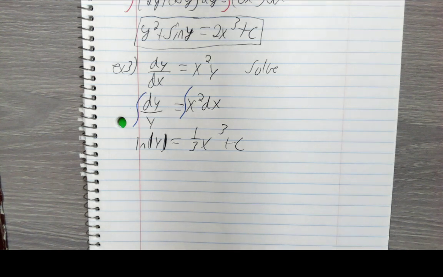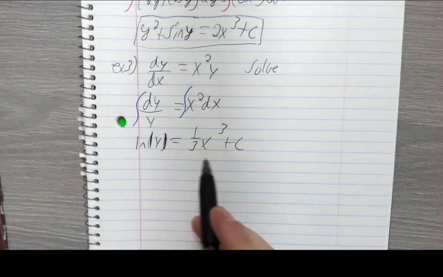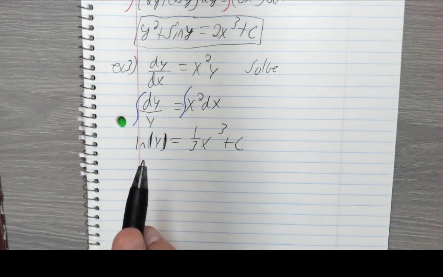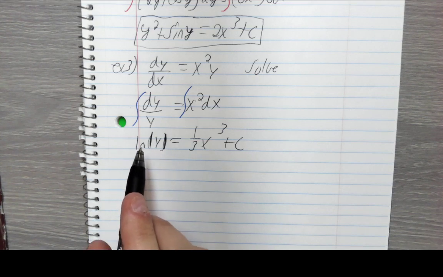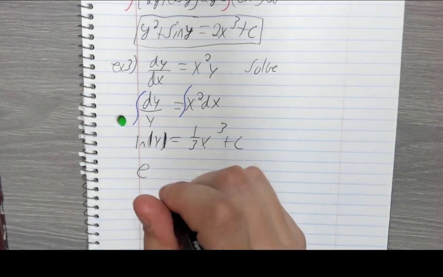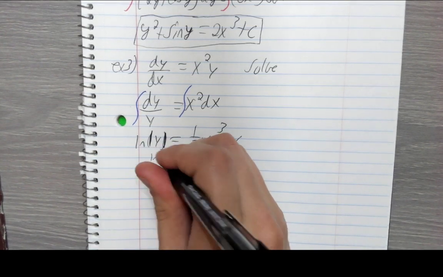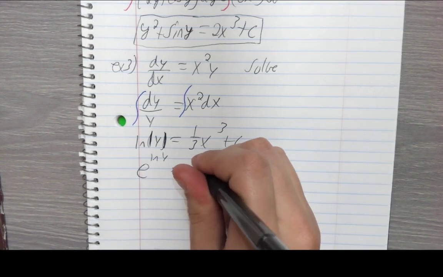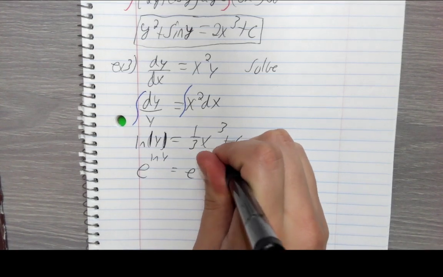It's because solving for y has a little twist to it. If I were to solve for y, I can actually do it here. I want to get y by itself. To get rid of the natural log, I multiply by its inverse. So basically, I'm taking e to the natural log of y equal to e to the 1/3 x cubed plus c.